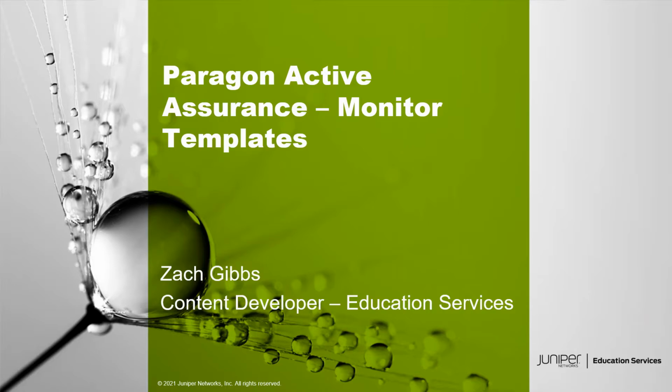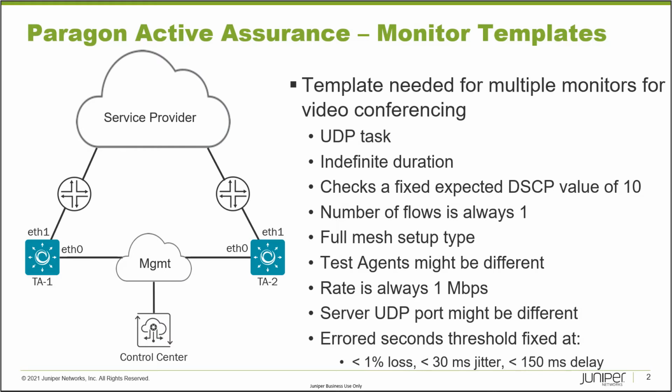Today we will be going through the Paragon Active Assurance Monitor Templates Learning Byte. In the topology on the left, we have three main devices we're concerned about. Those are TA1 and TA2, which are both test agents, and their ETH0 interfaces connect into the management network, and that's how the control center at the bottom will be able to communicate with them. And then we have ETH1 on both test agents that connect into the service provider network.